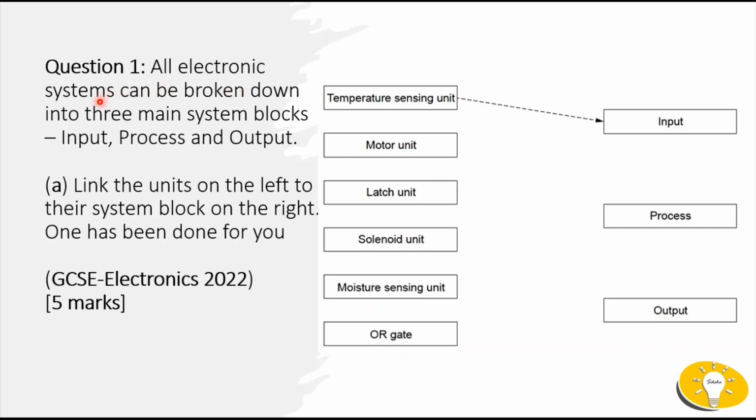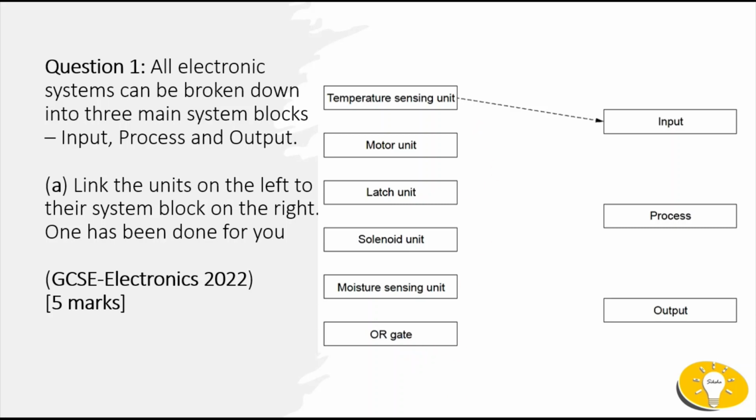All electronic systems can be broken down into three main system blocks: input, processor, and output. Link the unit on the left to their system block on the right. One has been done for you. So the first one has already been done for you, right? Temperature sensing unit, it's obviously an input unit. Now you would have to match the remaining.